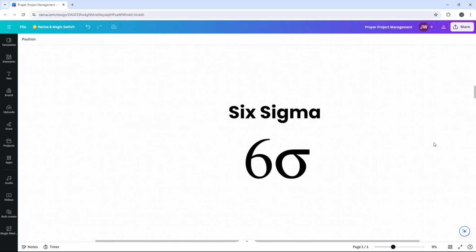Now, the term Six Sigma, if you're wondering, comes from statistical quality control. It refers to achieving a very low defect rate within 6 standard deviations of the process mean. So by following Six Sigma, organisations aim to enhance quality and efficiency in both manufacturing and business processes.